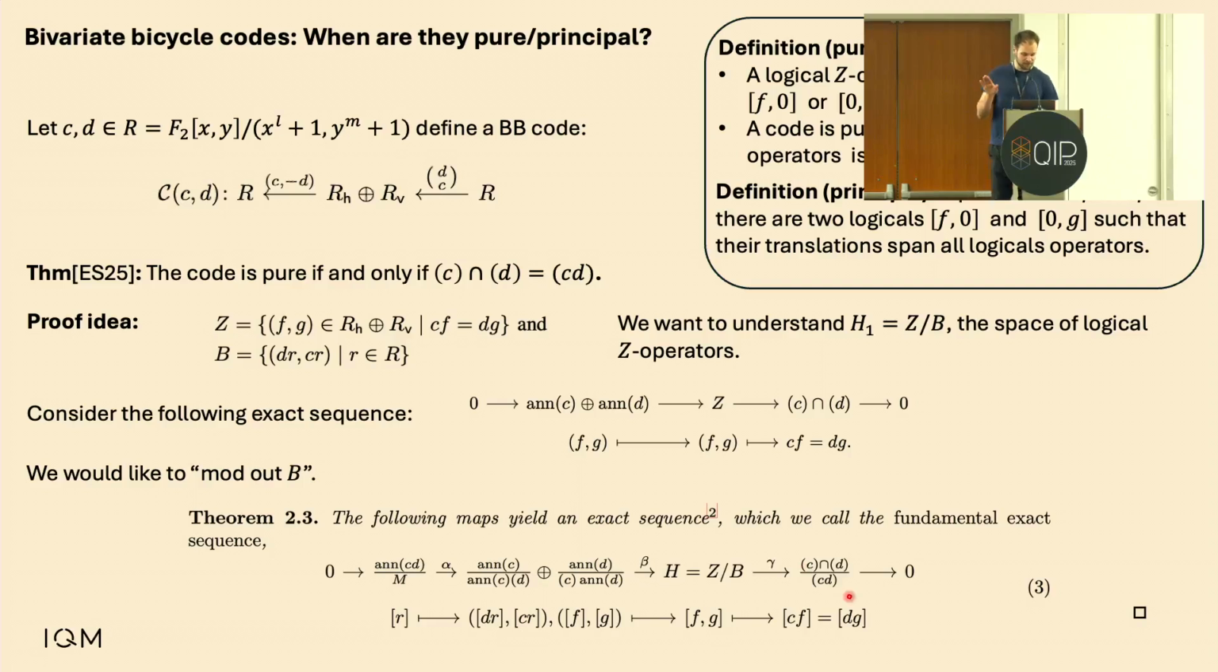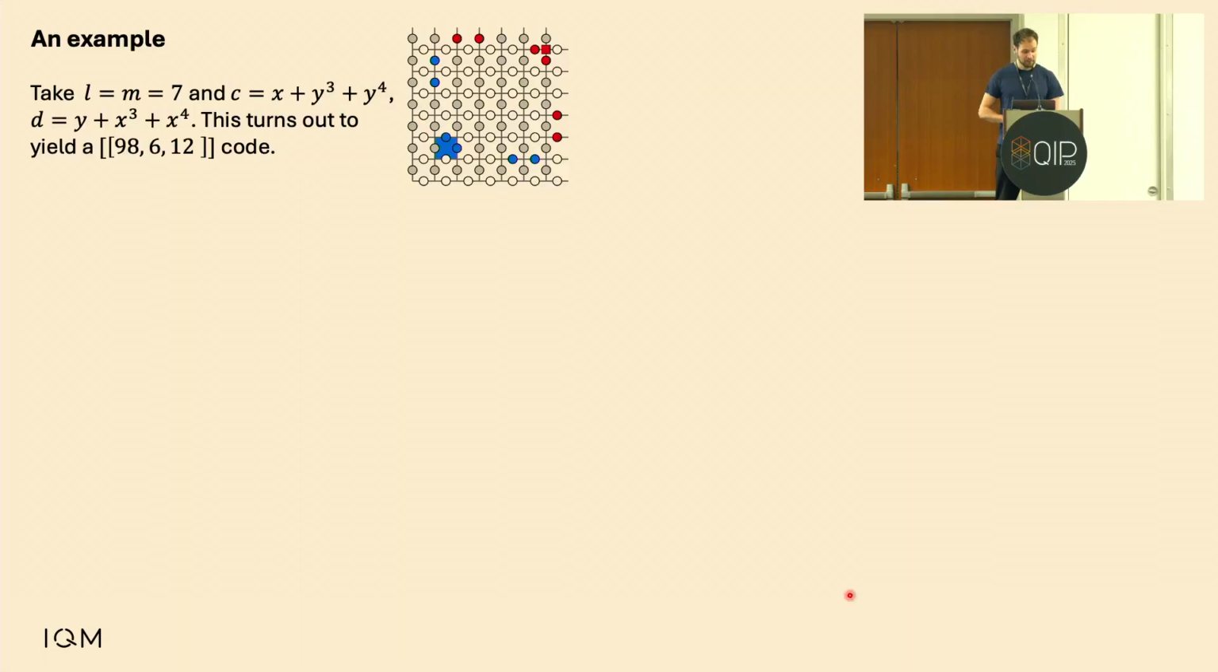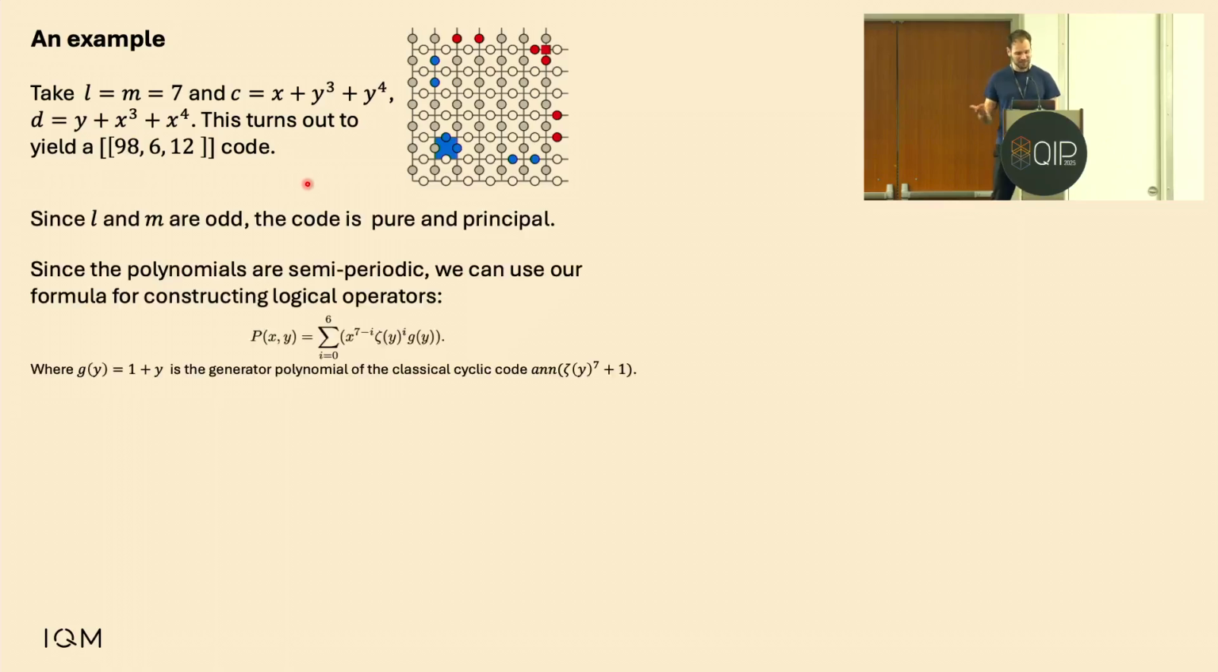Okay? And if this was a little bit too quick, that's not a problem, because now we do something fun again. We look at examples. So let's take the examples that we already saw before, namely this code here, this 98.612 code. And of course, it's well chosen because L and M are odd, so the code is pure in principle. And it's also semi-periodic. I told you about this semi-periodicity. So there's a formula for constructing these seed logical operators. And the formula I don't want to explain. I just want to show you a picture of what comes out if you apply this formula.